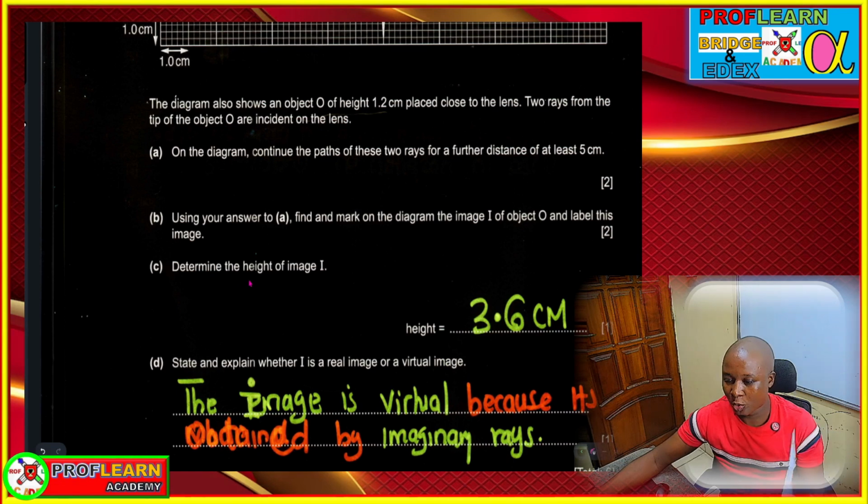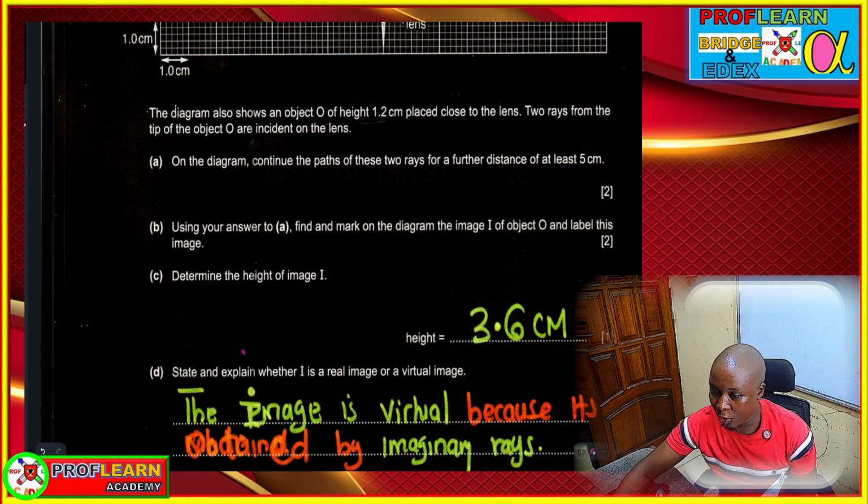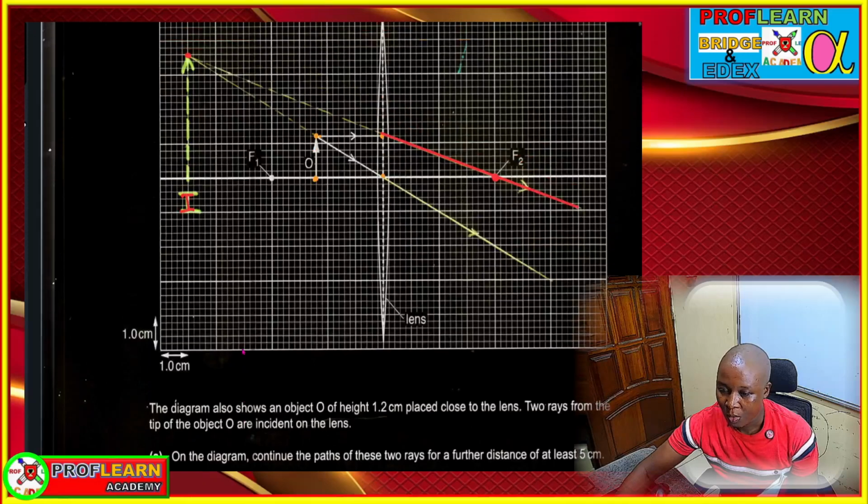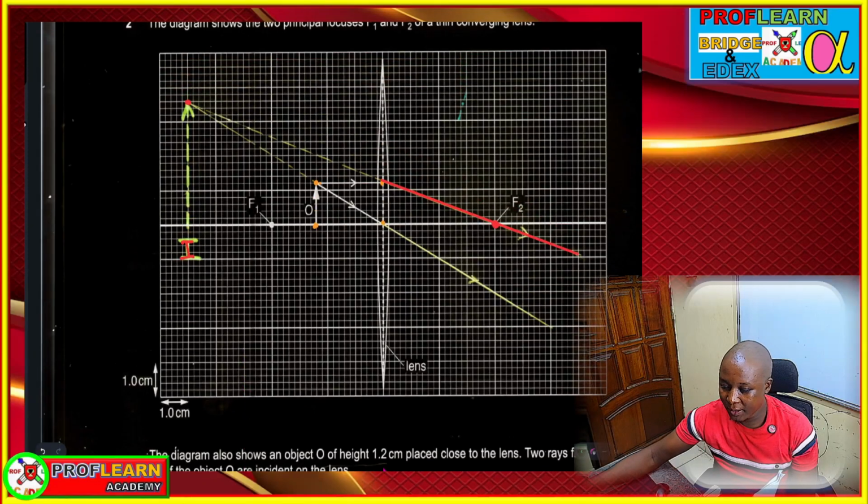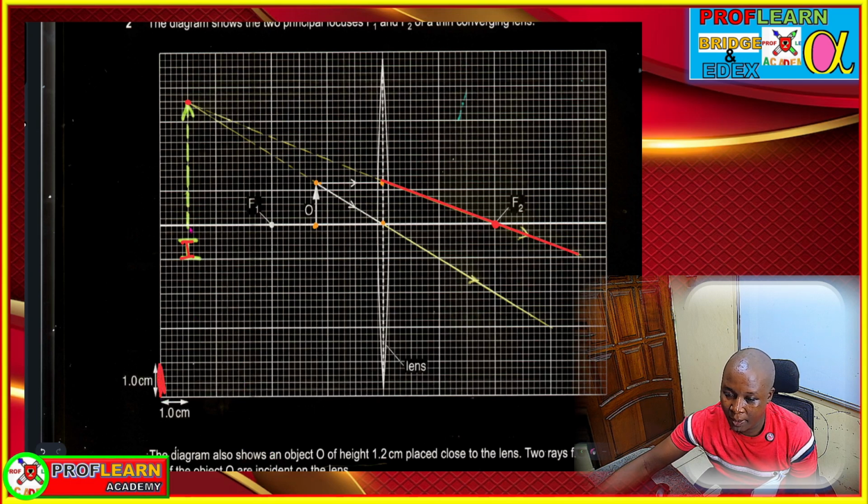And then we were supposed to determine the height of the image. How do you find the height of the image? We were told that one square, this one here, we have this, this is 1 centimeter. So how many are they?